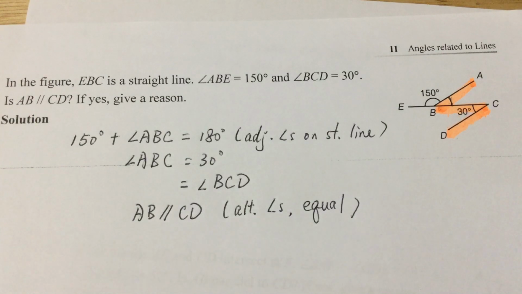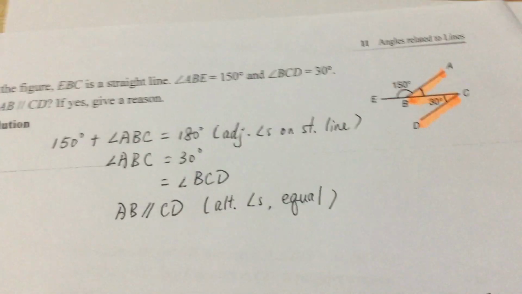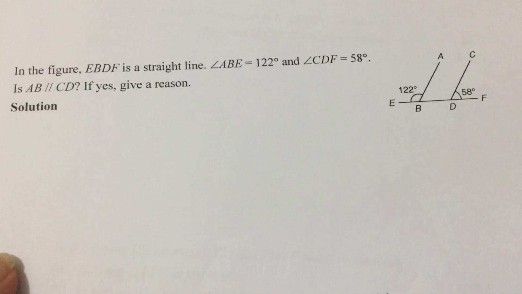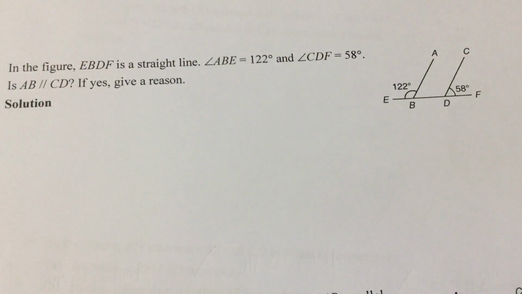Okay, now we'll go to question 6. Question 6. In the figure, EBDF is a straight line, and angle ABE equals 122 degrees, and angle CDF is equal to 58 degrees. Obviously, we know that these two angles added together will be 180 degrees.